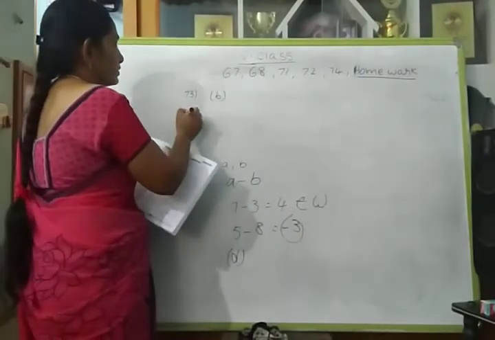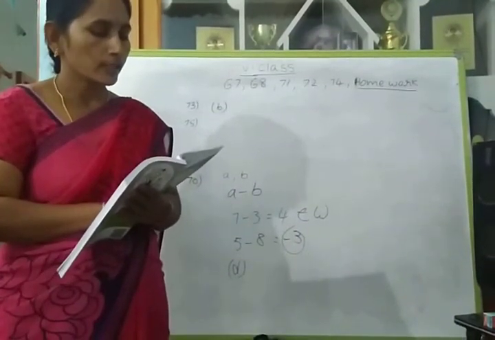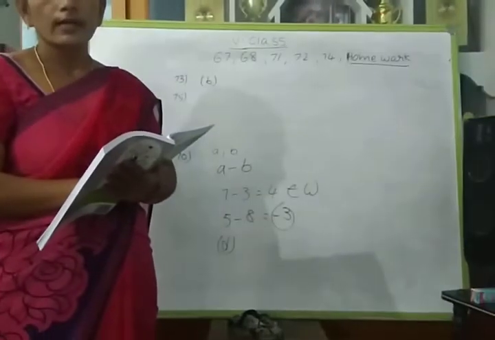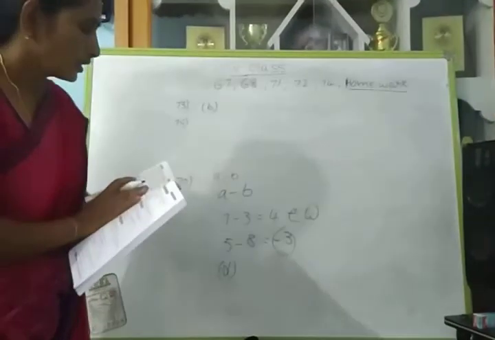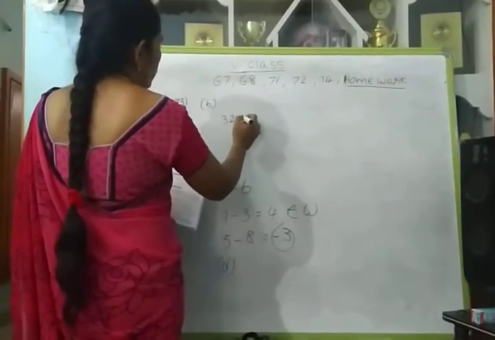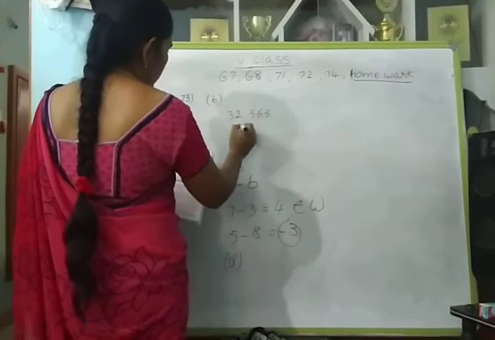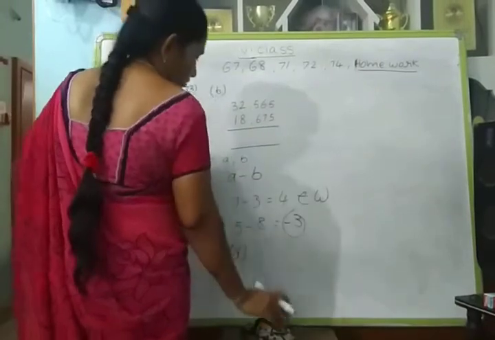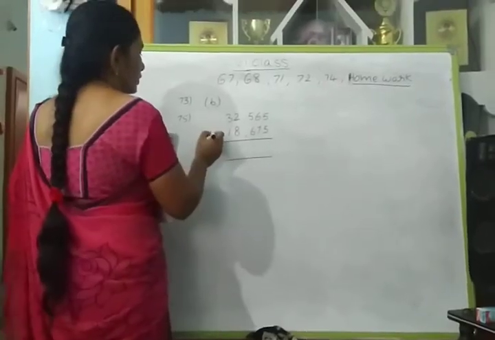74 homework. 75, see here. A 29-inch color TV set costs 32,565 and the 21-inch model costs 18,675. How much more does the bigger TV set cost? See here. The 29-inch costs how much? 32,565 and the 21 inch, 18,675. How much more bigger TV means what you have to do? You have to find the difference.